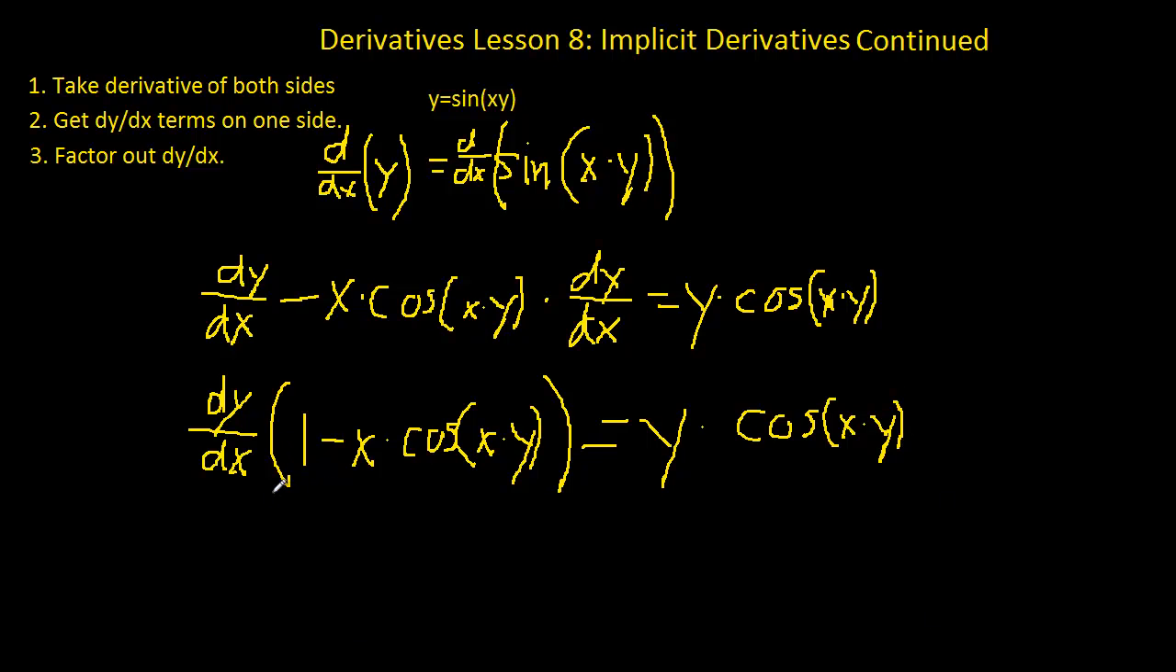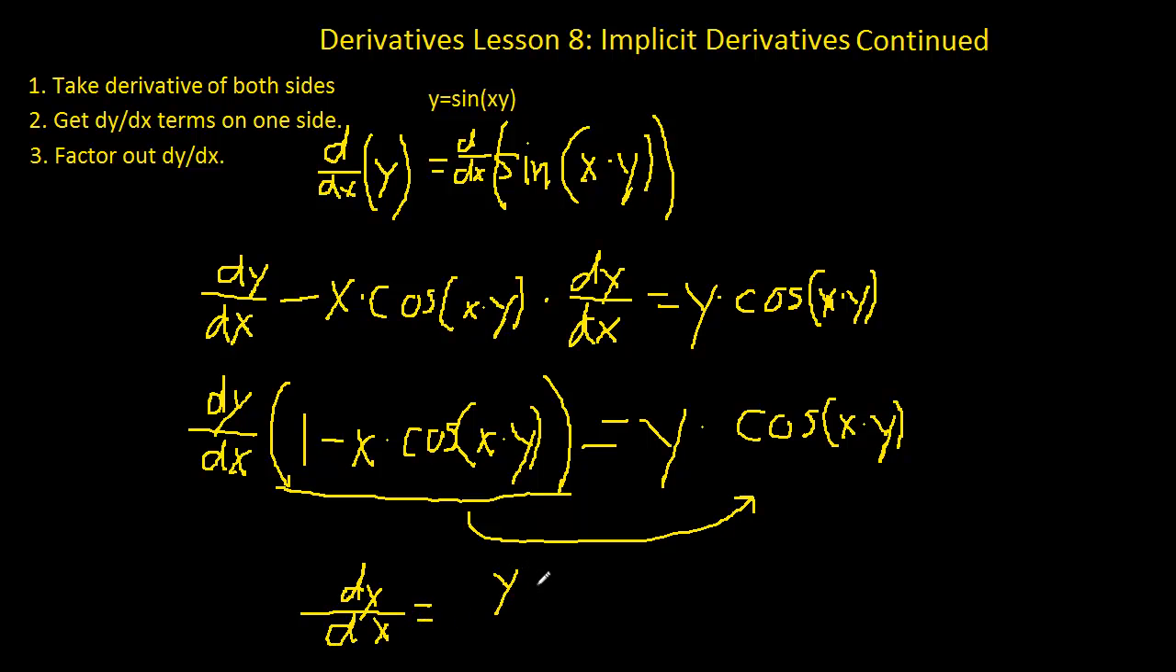Now finally, we just divide this segment over here, divide it onto the other side, and what we have left is dy dx equals y times cosine x times y divided by 1 minus x times cosine x times y. Now, what remains is our derivative. This is a simplified form of it.